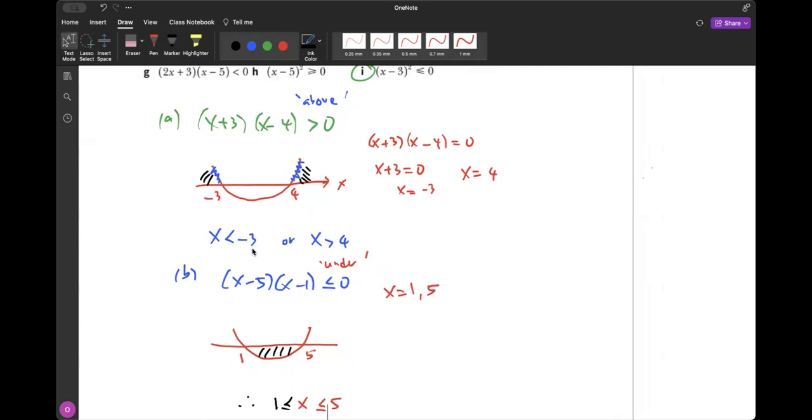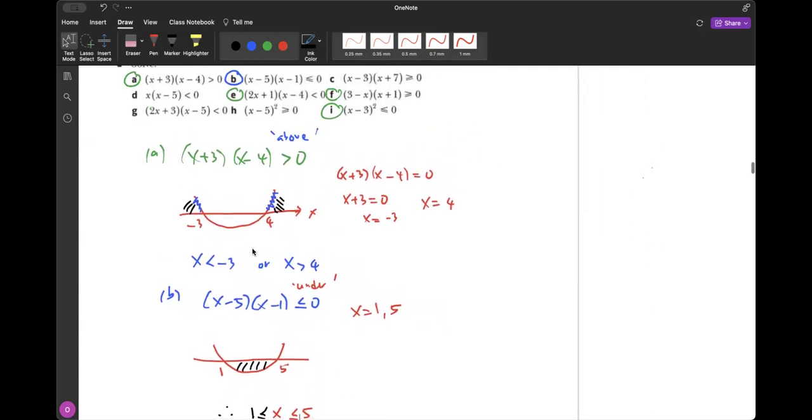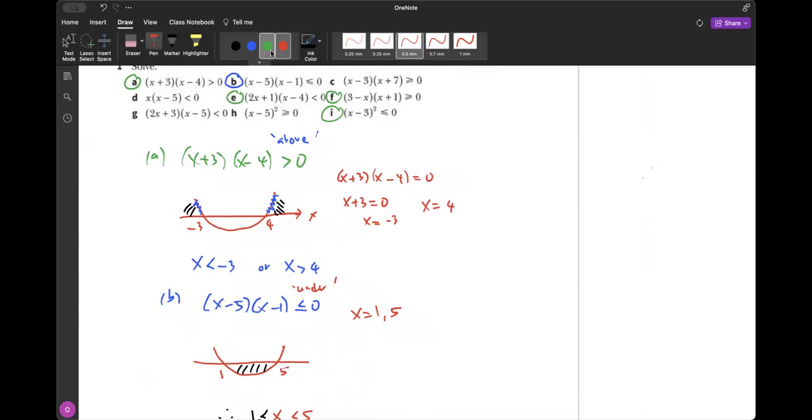Okay, you try to practice and see. Maybe this one practice more. This one very easy. Okay, do these few first.